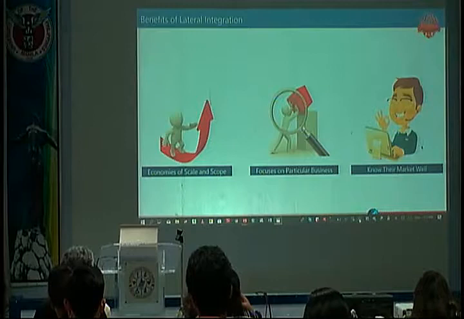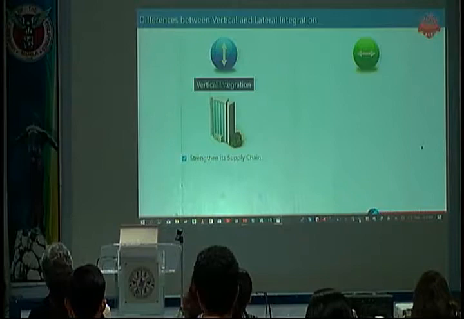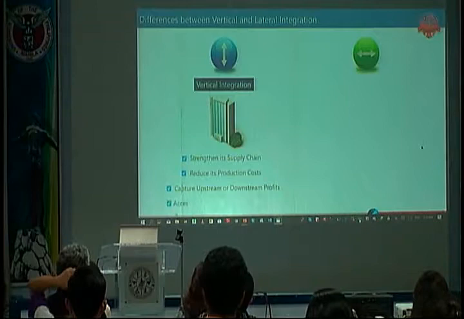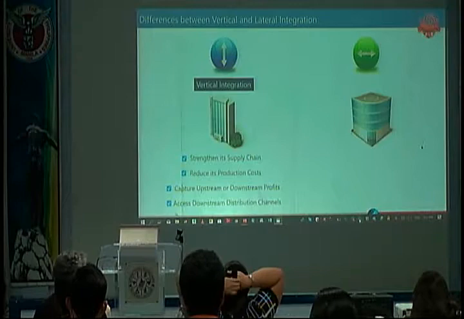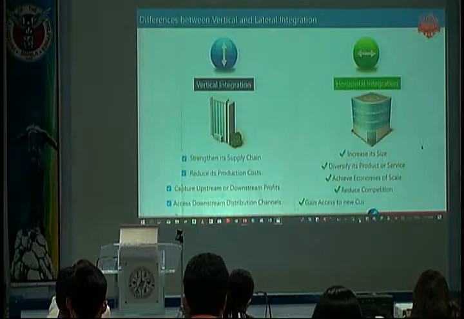Differences between vertical and lateral integration. When a company wishes to grow through vertical integration, it is seeking to strengthen its supply chain, reduce its production costs, capture upstream or downstream profits, or access downstream distribution channels. However, when a company wishes to grow through horizontal integration, it is seeking to increase its size, diversify its product or service, achieve economies of scale, reduce competition, or gain access to new customers in the same market.